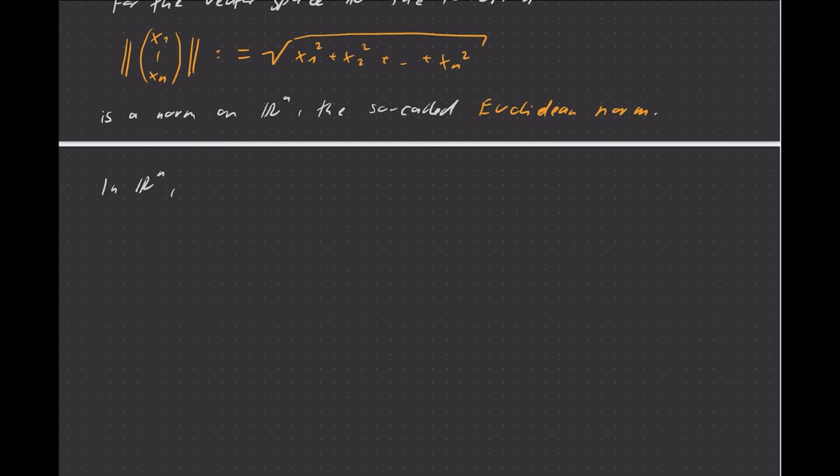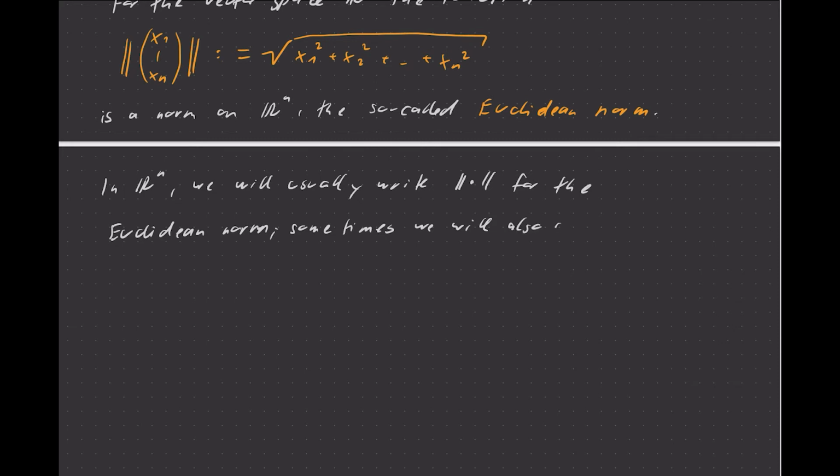So in R to the n, we will usually write this norm symbol for the Euclidean norm. Sometimes we will also use the symbol norm with an index 2. So the Euclidean norm is also referred to as a 2 norm sometimes. Okay, so that's what a norm can be.